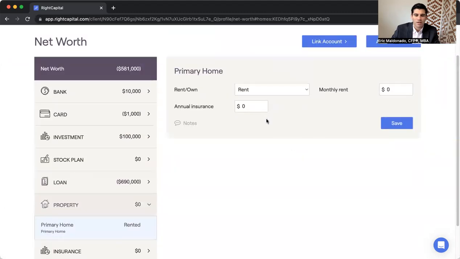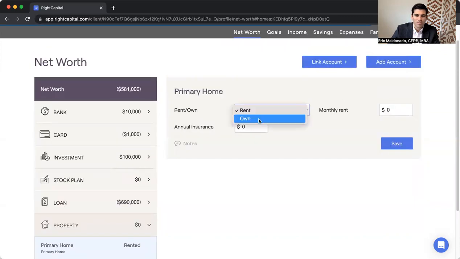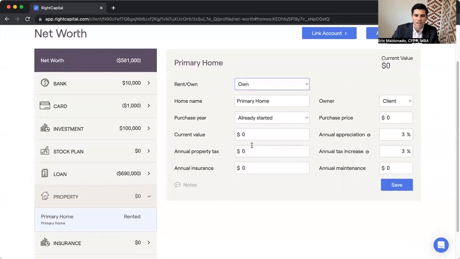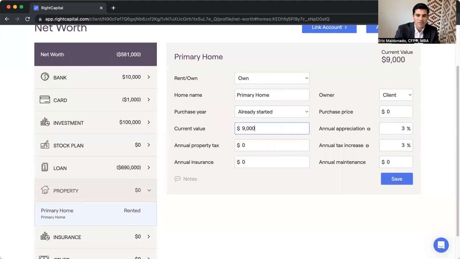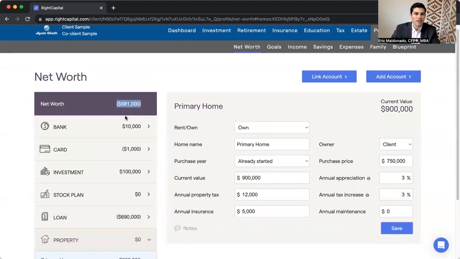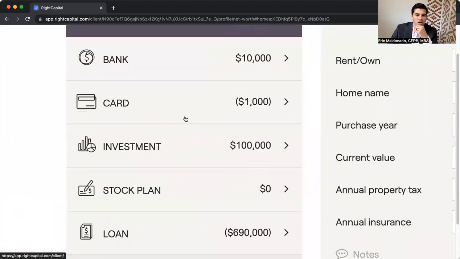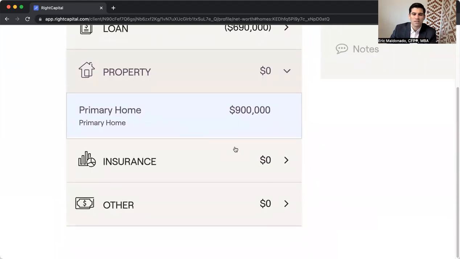Property, this is where you would ask, okay, is there a rental or an owned property? We just said that there's a mortgage, so you own a property. Let's say the current value is $900,000, and property tax we'll just say is $12,000. Annual insurance we'll say is $5,000. Annual maintenance, you can put a number in there for maintenance. Annual appreciation, 3% or so. Purchase price we can say was $750,000. So you're starting to see the net worth tabulate here as you enter in cash, cards, investments, properties.